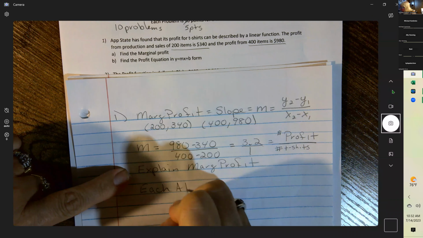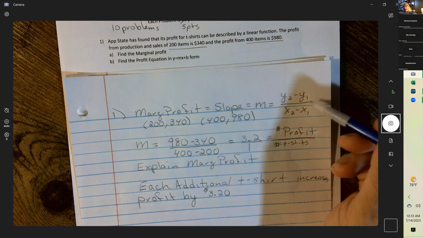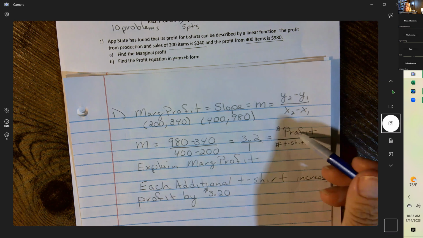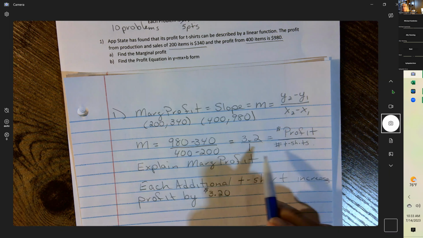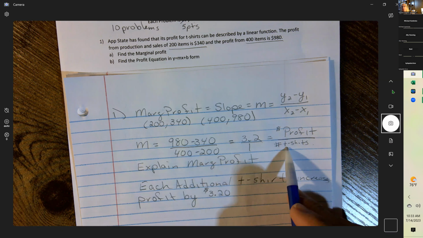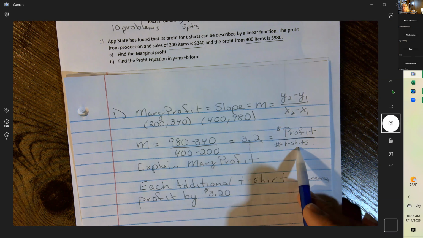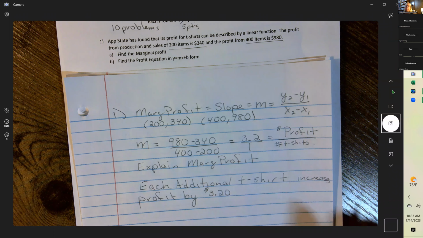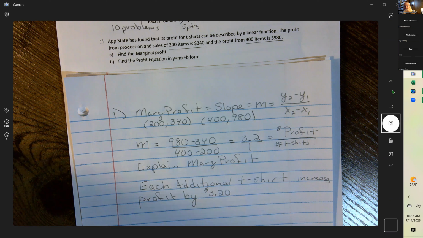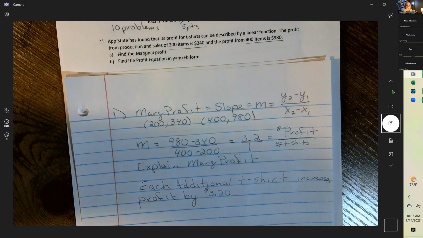So when you're explaining marginal profit, that's the slope. It's Y over X. Y is profit, X is the number of shirts. X always increases by 1. So each additional t-shirt increases profit by $3.20. Any questions?